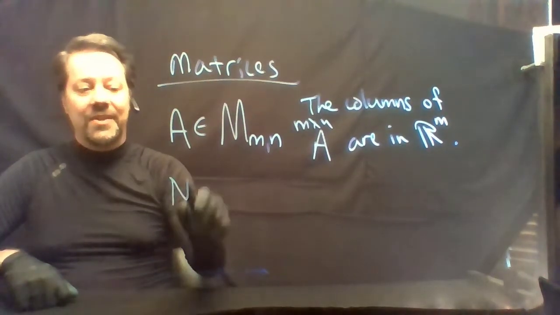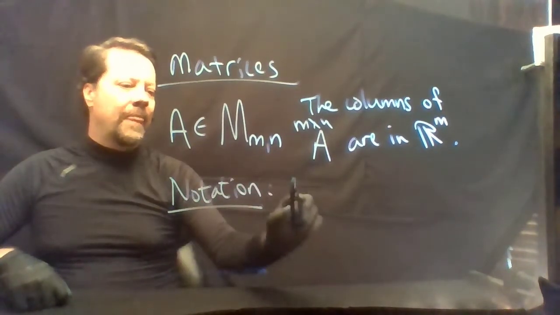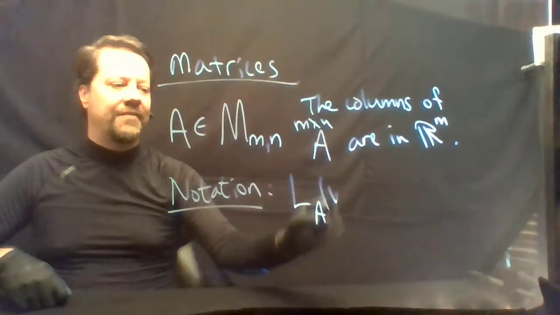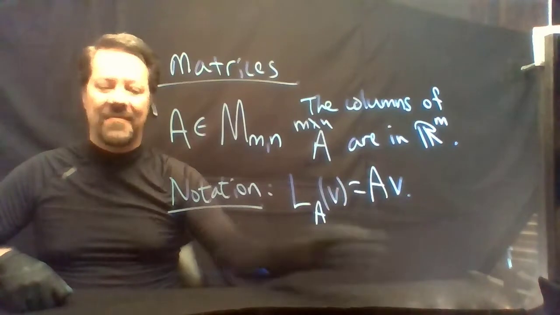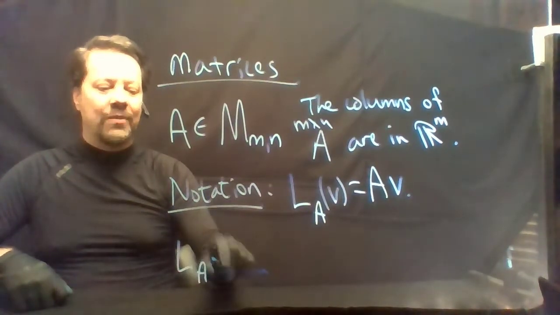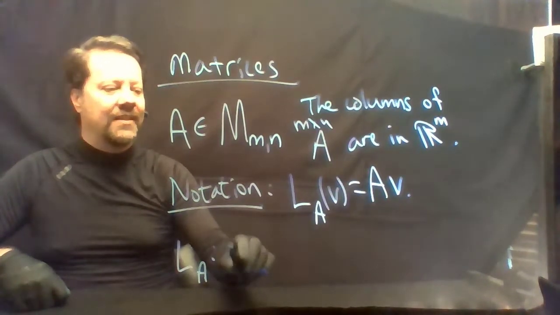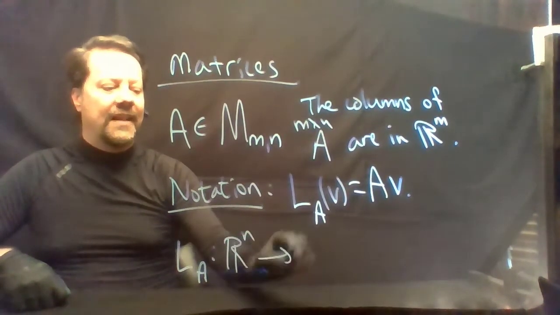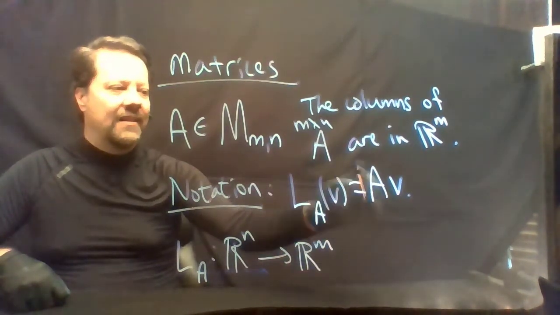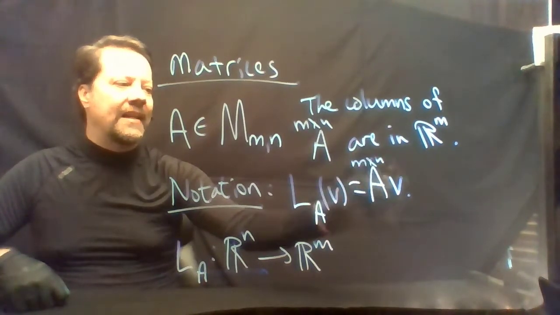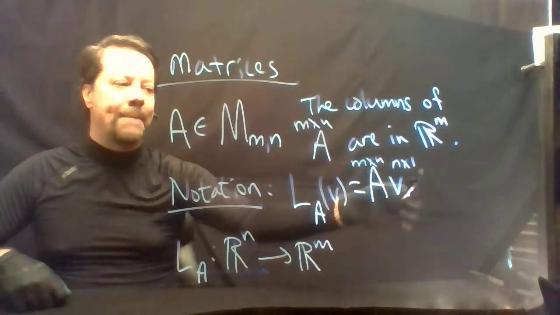We're going to introduce a certain notation. L sub A of V is going to be A times V. In other words, L sub A will be a linear transformation, because matrix multiplication is a linear transformation, from Rn into Rm. Remember, when you take something that is m by n and multiply it by something that is n by 1, you end up with something that is m by 1.